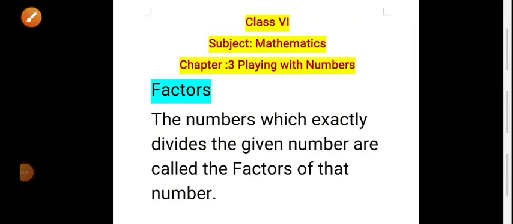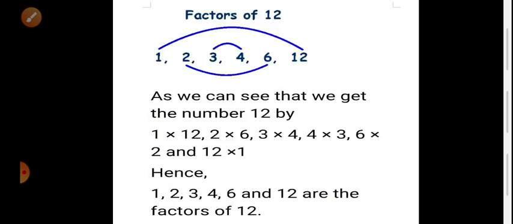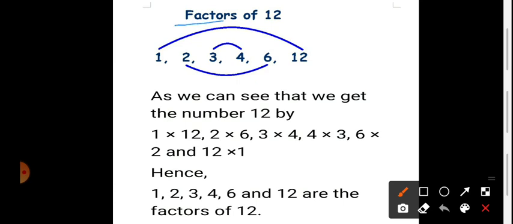Hello students, today we are going to start our third chapter, that is playing with numbers. First we will discuss what are factors. The numbers which exactly divide the given number are called the factors of that number. Let's take an example, that is factors of 12.